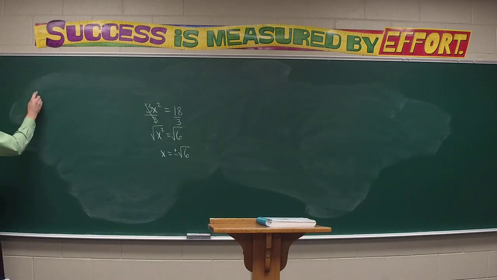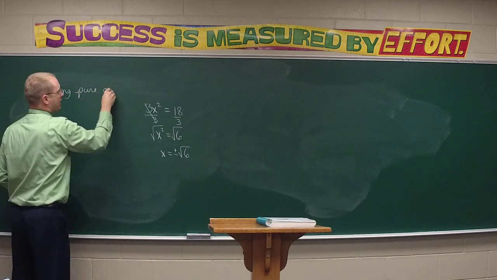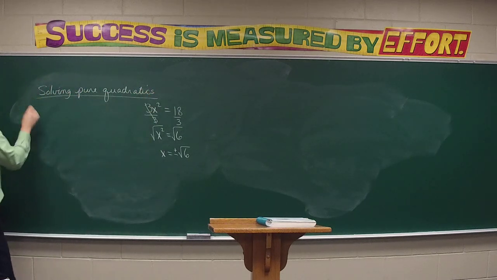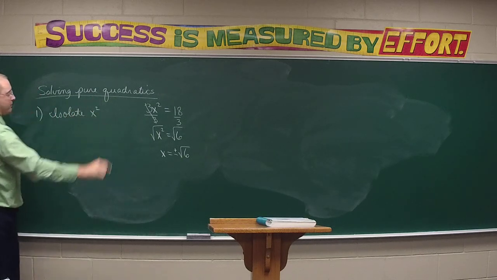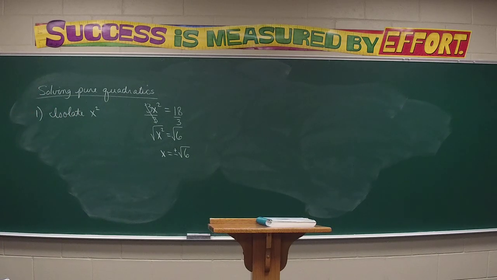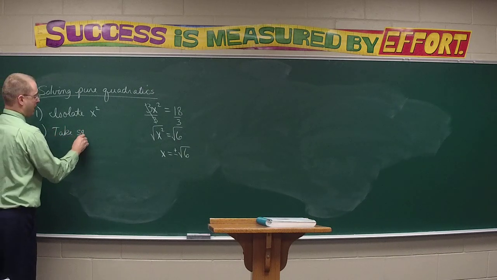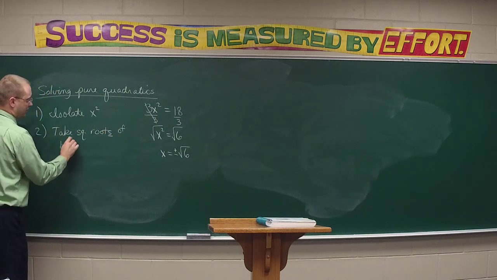So, let's get these in your notes then, and you guys leave a little space for some notes that you missed. Solving pure quadratics, step number 1 is to isolate the x squared. I like to remember this with incomplete quadratics, starts with an I, isolate starts with an I. Incomplete quadratics or pure quadratics, you isolate x squared, which is what we did. And then take the square roots, underline the S, on both sides.